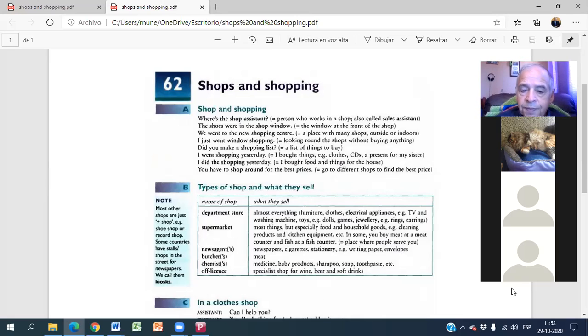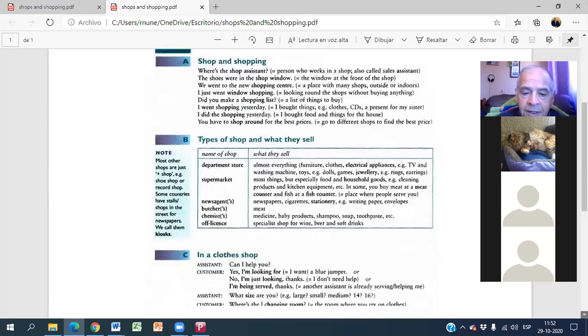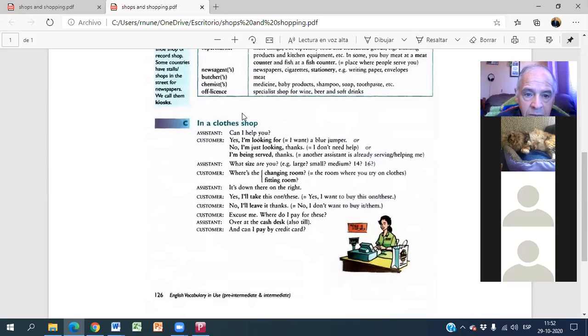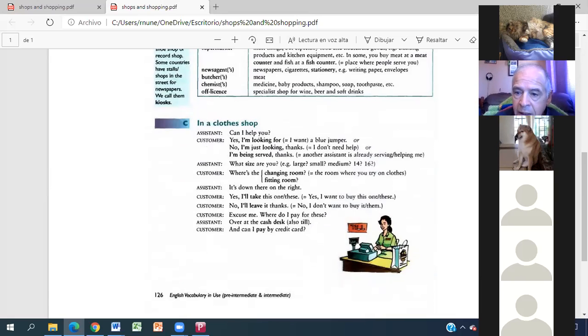Liquor store. Okay. Here you have a dialogue in a clothes shop. Okay. You have an assistant and a customer. So let's see, Gabriela, you're going to be the assistant, and let's see who I haven't seen. Gabriela is going to be the assistant, and Millaray. Are you there, Millaray? Yes. Yeah. Okay, you're going to be the customer. Okay. So Gabriela, you start.